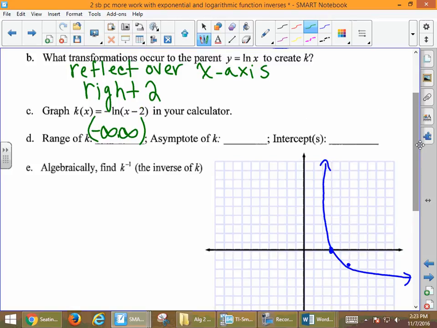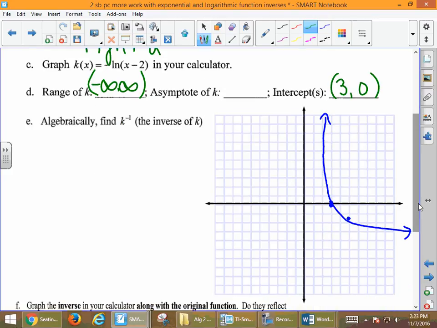Do we have any intercepts here? We've got 1, 2, 3, 0. We've got an x-intercept. Do we have an asymptote? And we do. And I think it's actually here at x equals 2.